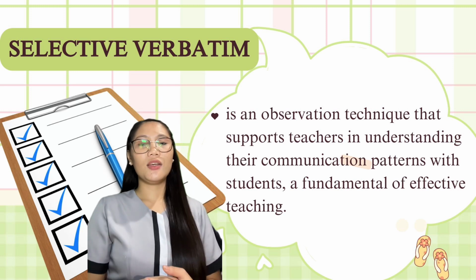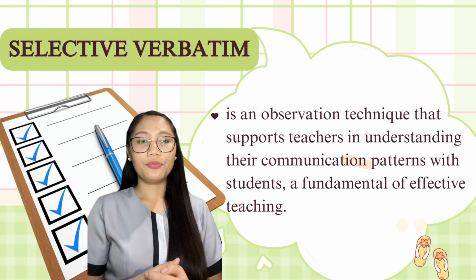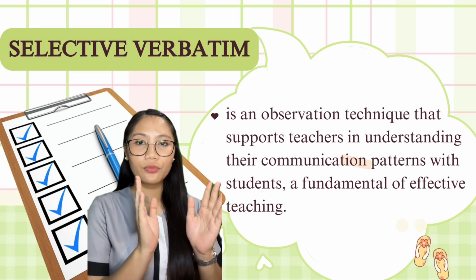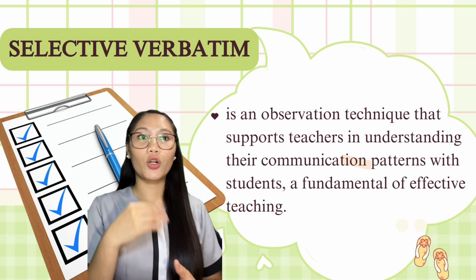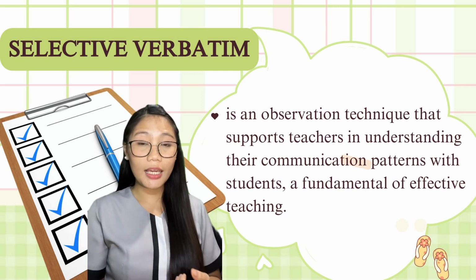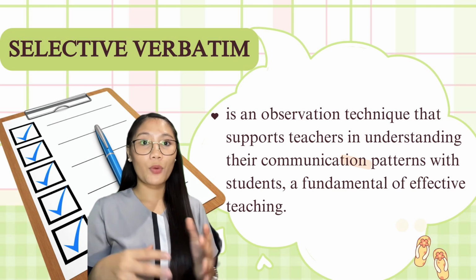And remember, in using selective verbatim, we focus on categories. So we have to write down what category we are observing. For the teacher talk, their type of questioning, the type of how they praise their students.